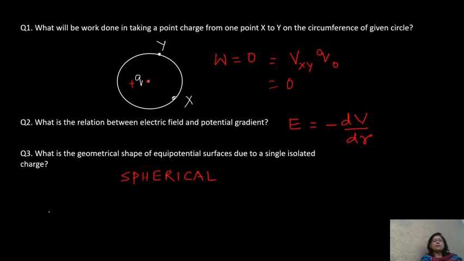Now, next question: are the equipotential surfaces equally spaced for this case? Your answer will be no. They will not be equally spaced because electric field is inversely proportional to r square, and potential is inversely proportional to r. So, they are not equally spaced.